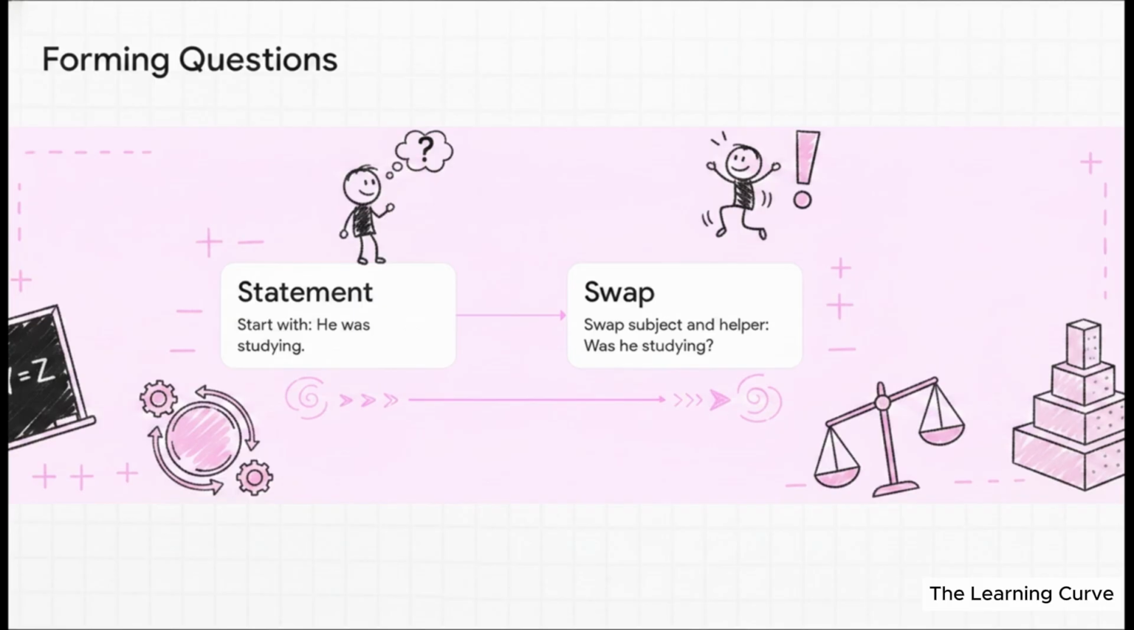We start with a totally basic statement. He was studying. We've got our subject, he, and our helper verb, was. Now look at step 2 to see the transformation. To turn this into a yes or no question, you literally just swap the subject and that helper verb. The was jumps to the front, the he slides right into second place, and suddenly you've got, was he studying? It is such a direct, elegant swap. You don't need to add any complicated new words, you're just rearranging the furniture a little bit.